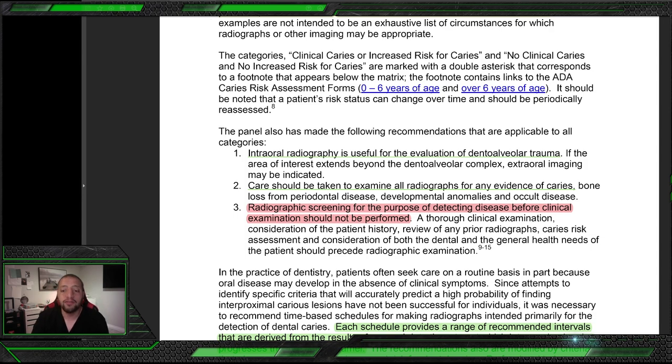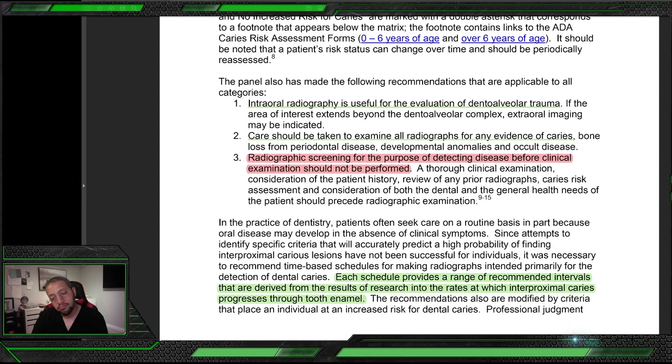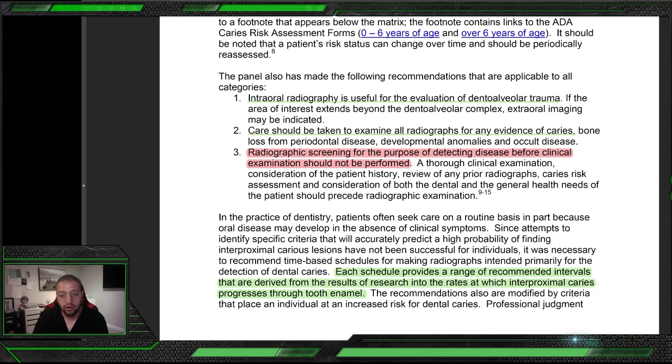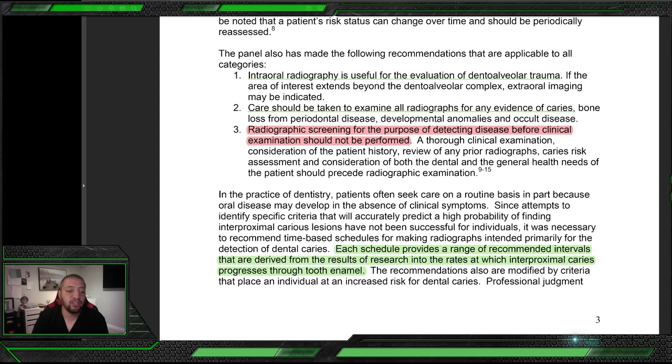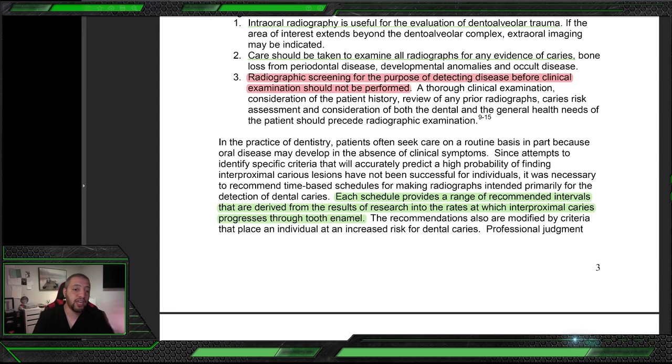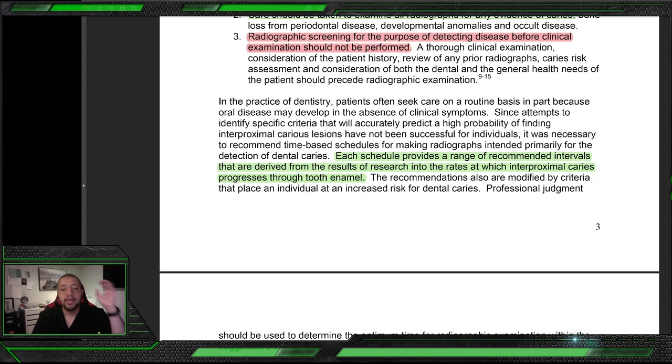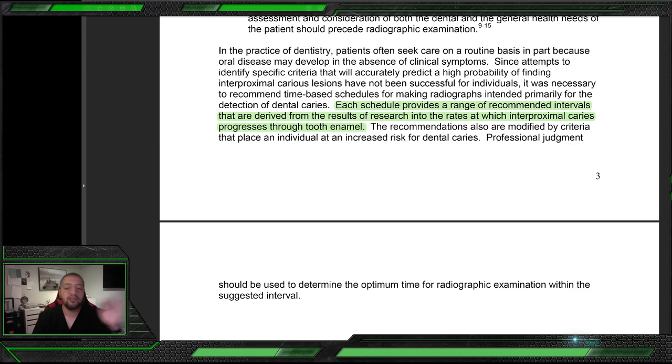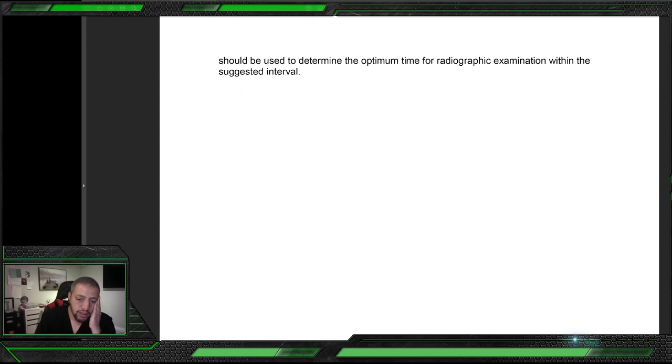Radiographic screening for the purpose of detecting disease before clinical examination should not be permitted. You should look into your patient's mouth and then you can say, okay, let's do this X-ray, let's do this X-ray. Each schedule provides a range of recommended intervals that are derived from the results of research into the rates at which interproximal caries progresses through tooth enamel. So the table I'm going to show you now in this article gives you numbers. These numbers are not like, okay, let's make it 6 months, 3 months. No, they didn't do it this way. They have studies tracking the progression of caries through the interdental, interproximal area, saying the rate in the primary dentition is this, the rate in permanent dentition is this. So we divide it by age. So let's go to the table now.